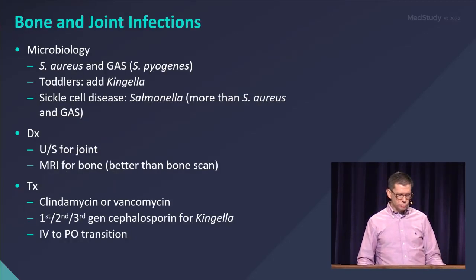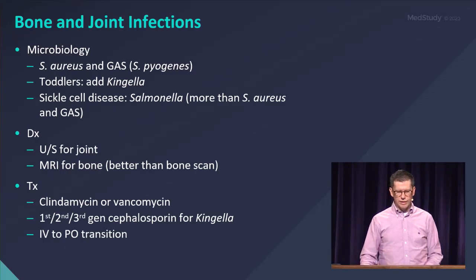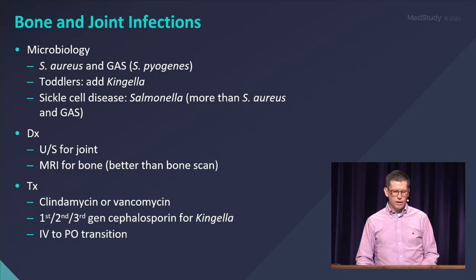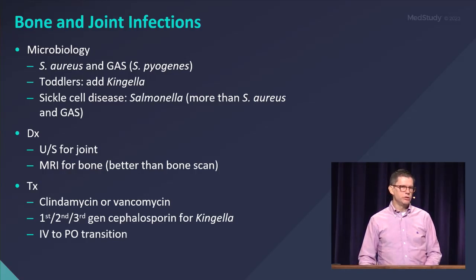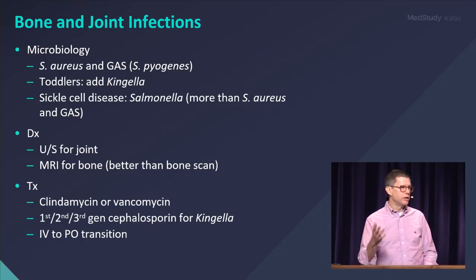So bone and joint infections we already mentioned, right? Group A strep, Staph aureus. Sickle cell disease is Salmonella. It is more common than Staph aureus. We diagnose joint infections usually with ultrasound, bone infections with MRI. Treatment, depending on your location, sometimes we can use clindamycin if they're not that sick and you know your local antibiogram, or we use vancomycin, especially if we know they're bacteremic, we use vancomycin empirically.